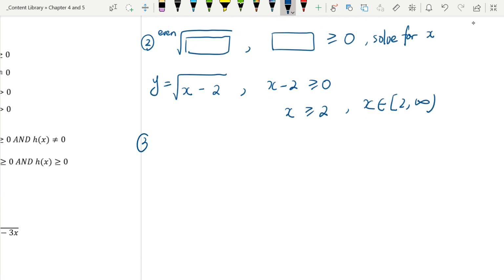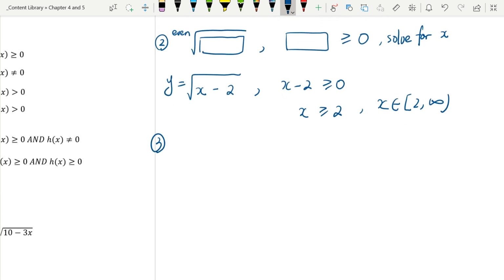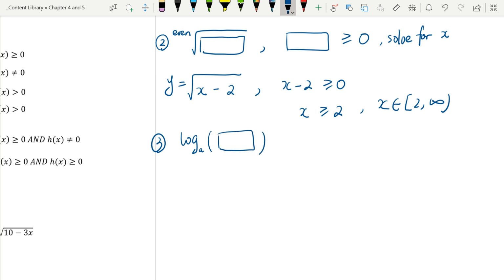We have a third one, but we can't really talk about the third one yet. Have you learned log in year 10? Yes or no? Have you learned a little bit about it? Yeah. Okay, log. Log at the base, right? It doesn't matter what the base is. What must be in the bracket? Do you remember that? What can be put into log? Trying to think about it.